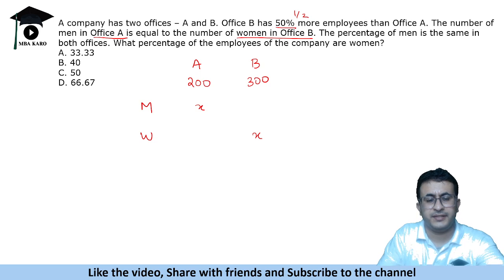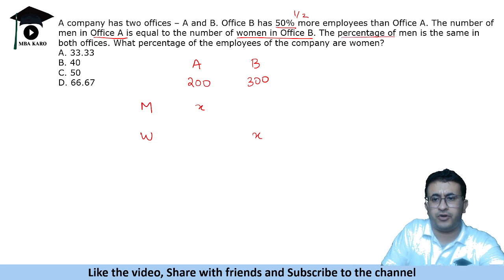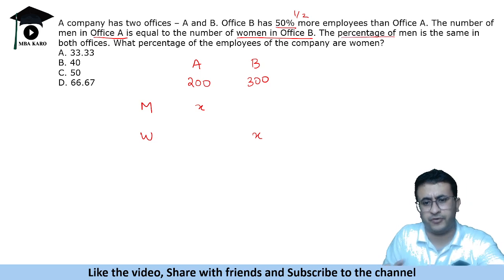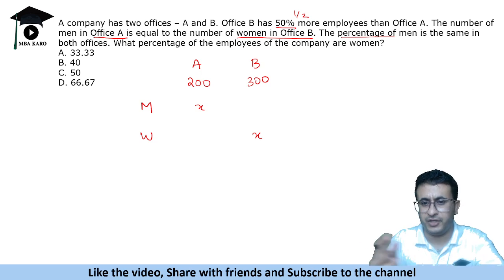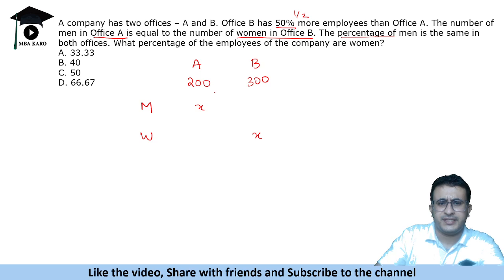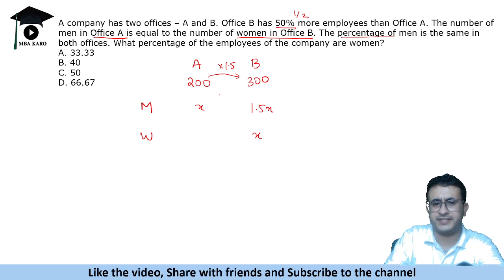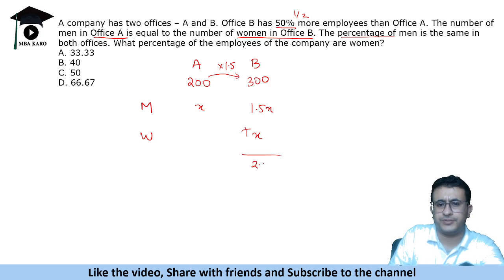It says that the percentage of men is the same in both offices. Right now some people start thinking, what would be that percentage of men? No need to worry about that number. If the overall is by a factor of 1.5, the number of men here will be 1.5x, because the percentage is the same. So x upon 200 equals 1.5x upon 300. So the total strength is 2.5x, which is 300. So we get x is equal to 120.